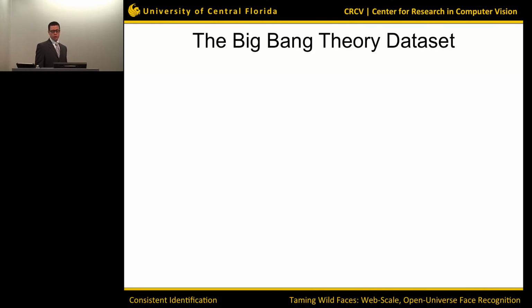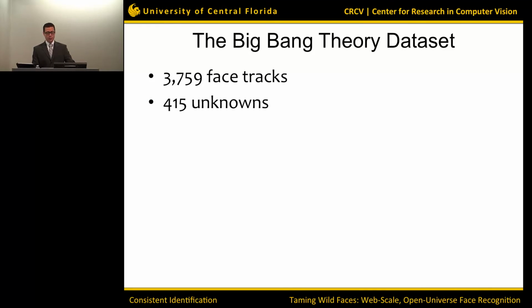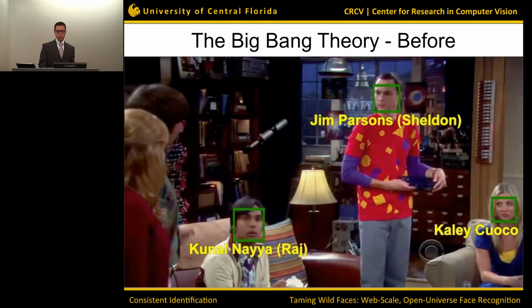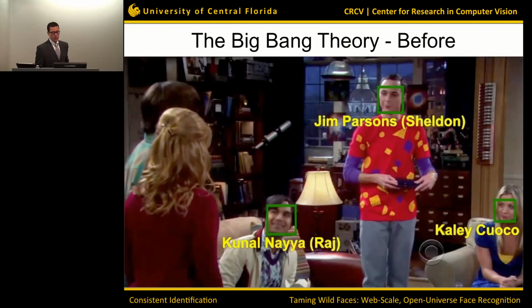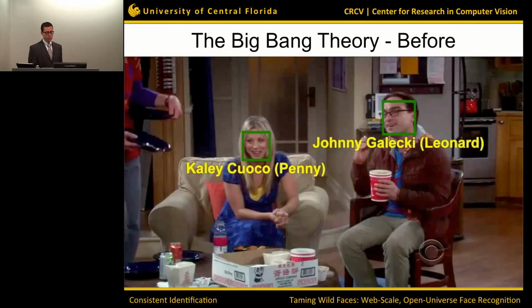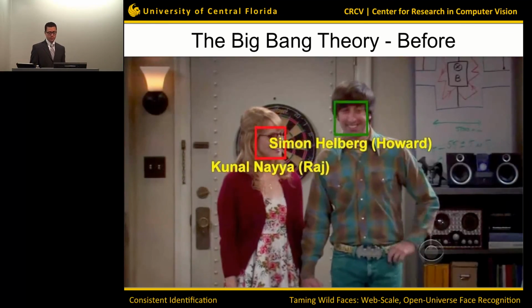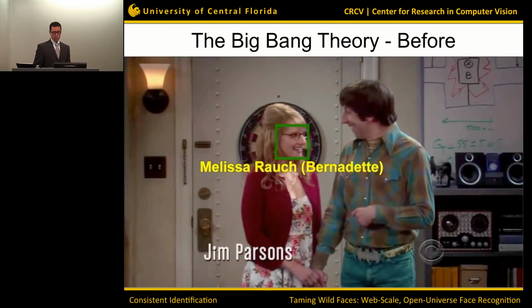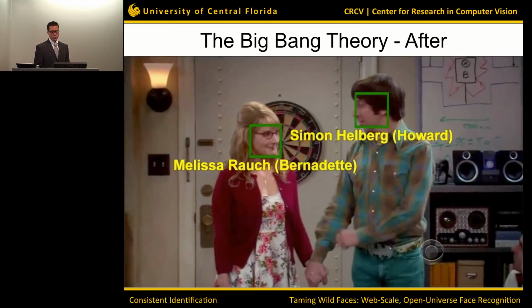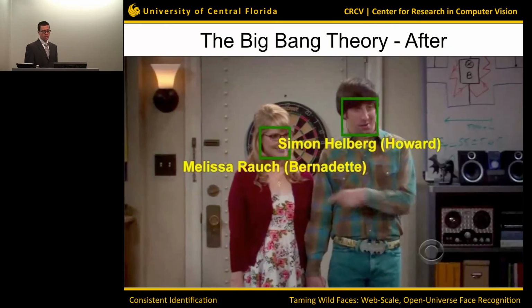To do this, we use two data sets. We use the Big Bang Theory data set, which was released recently, last year, and it has about 3,800 face tracks, and 415 of them are unknown. We have 11 actors that we want to recognize. As I showed, this was the before picture of this scene. You see there are two errors where Melissa Rauch is labeled incorrectly. But if we move on to after propagation, you can see that those errors are corrected.